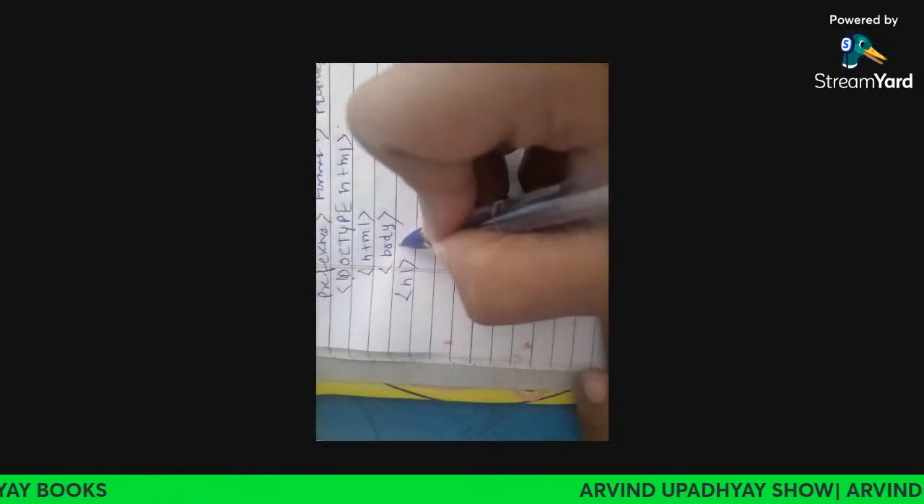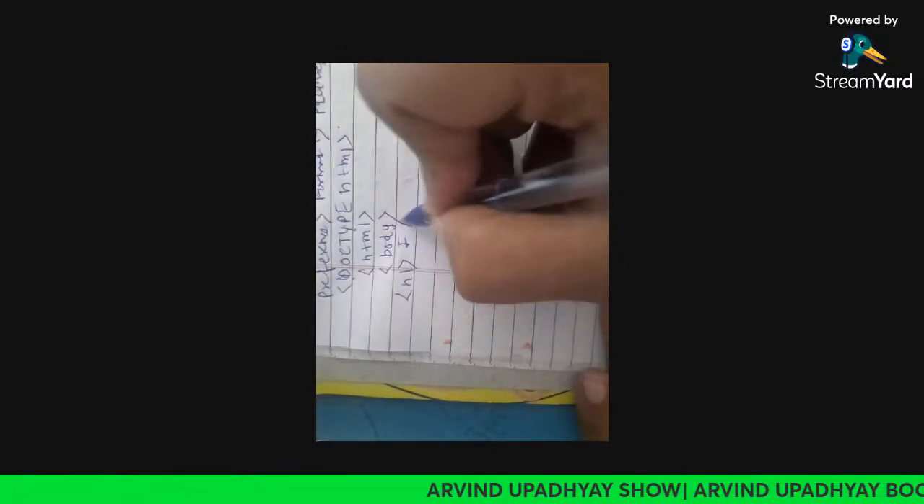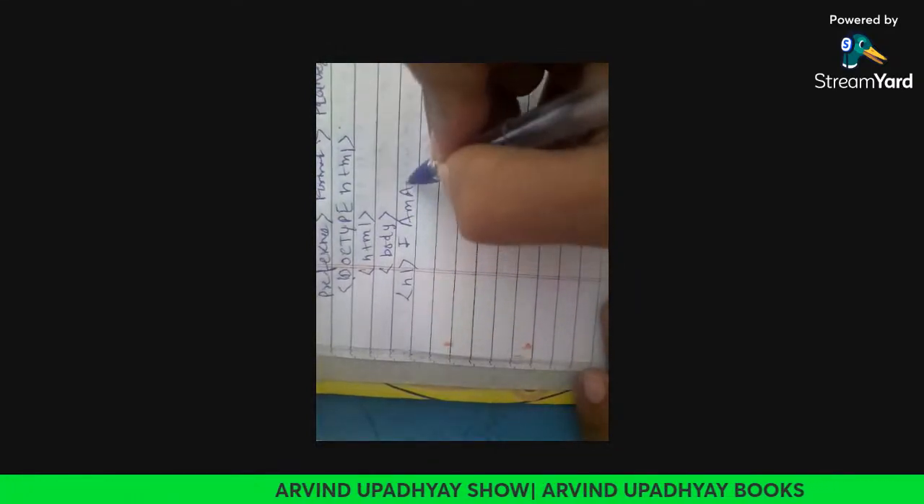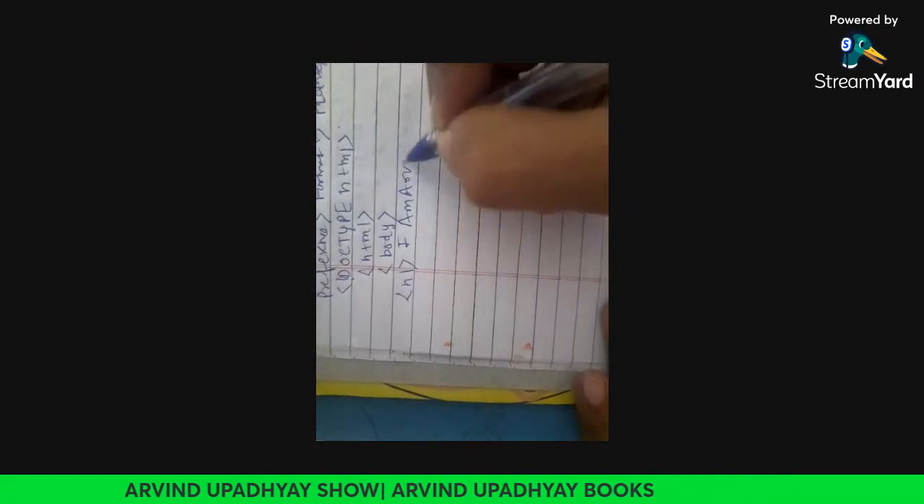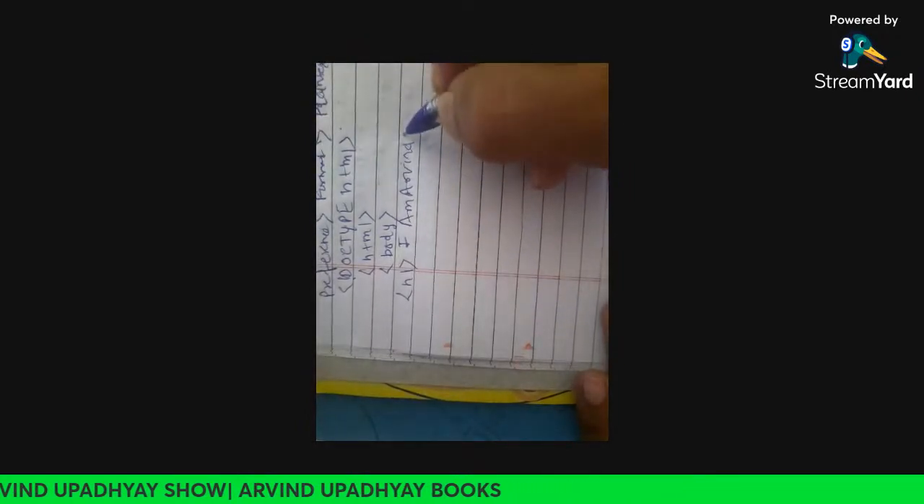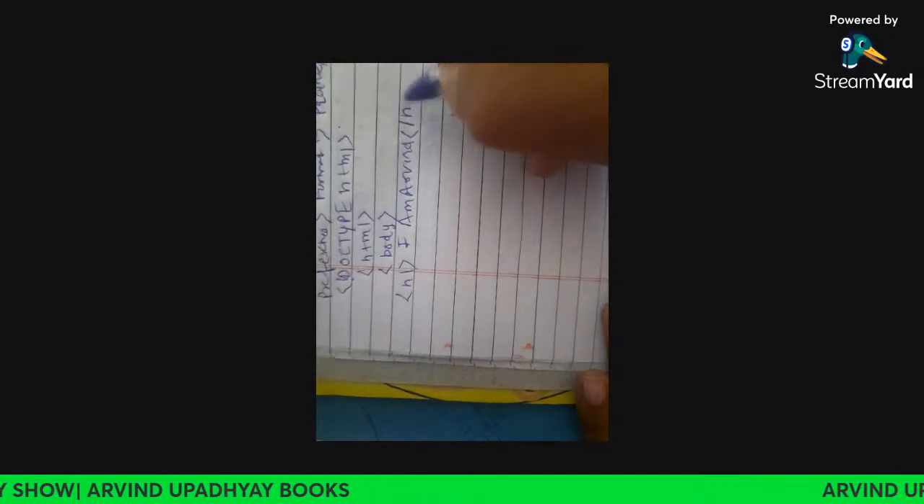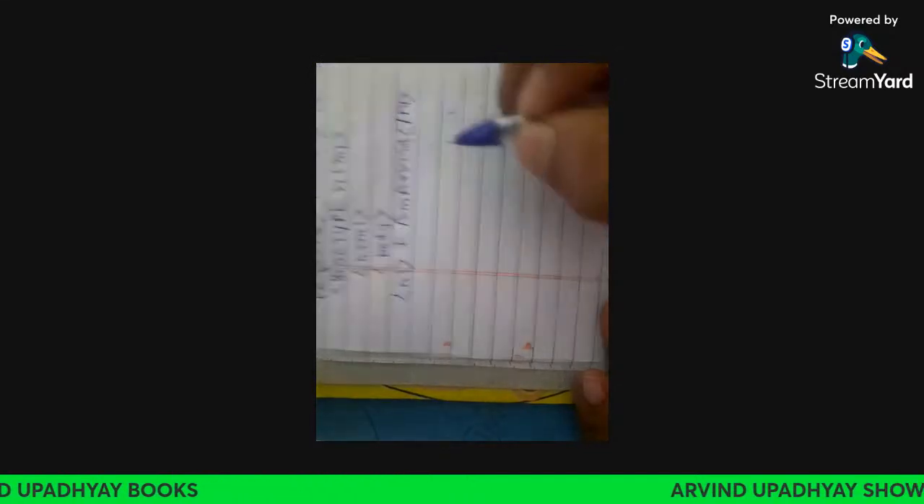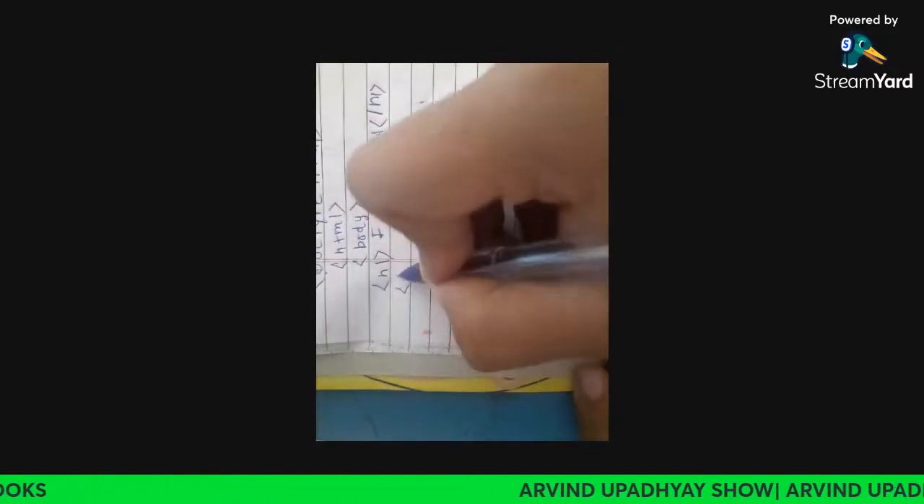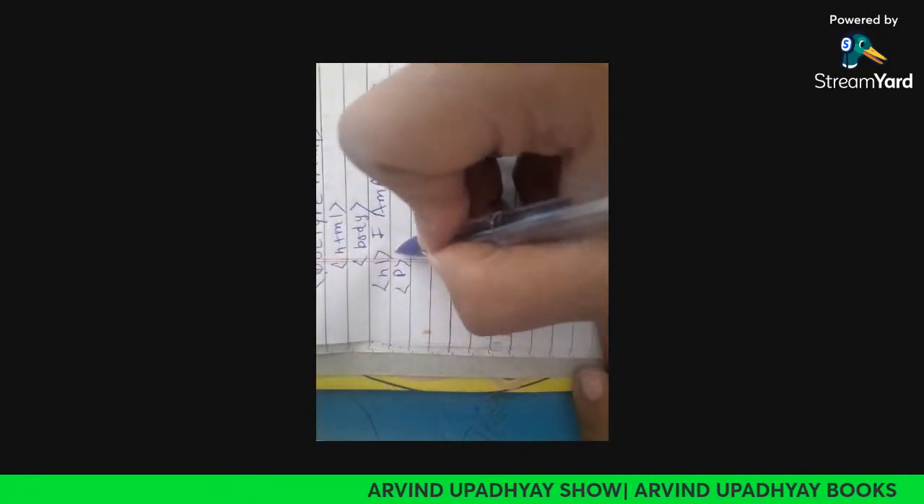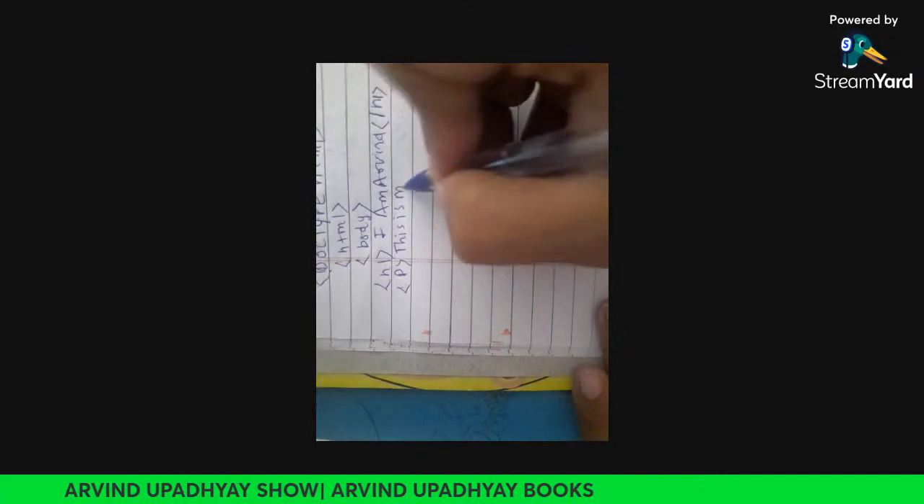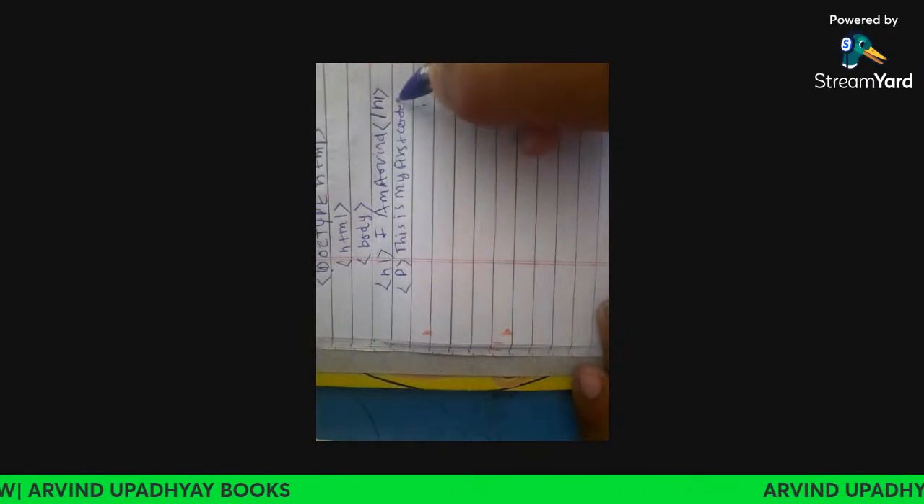I'm going to write here "I am Arvind". You can also write "my first heading". I am writing here "I am Arvind", and this is a heading first, and then here I can write "this is my first code".